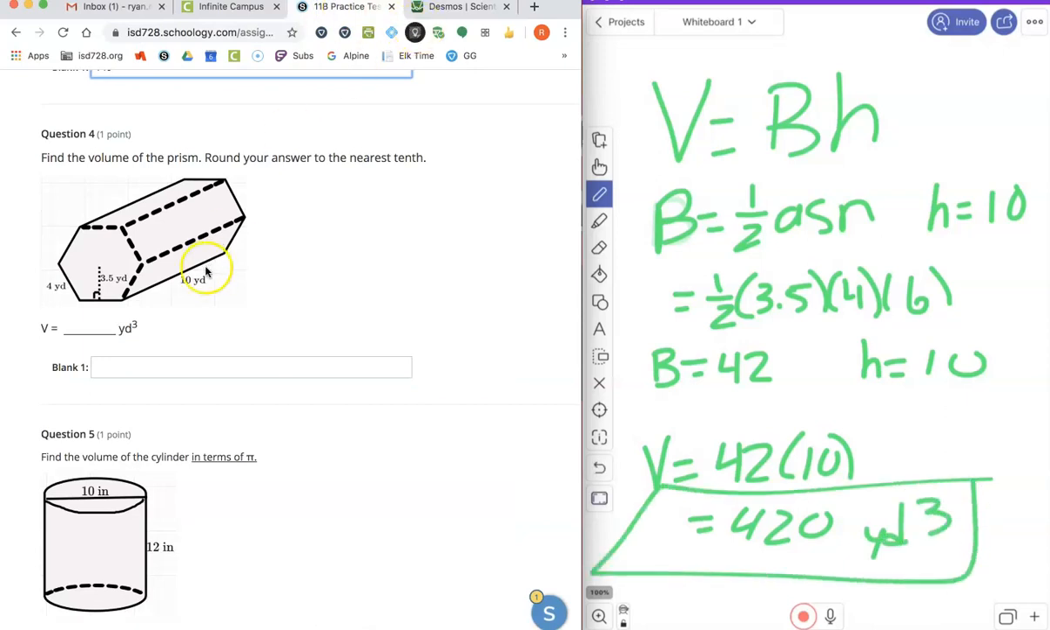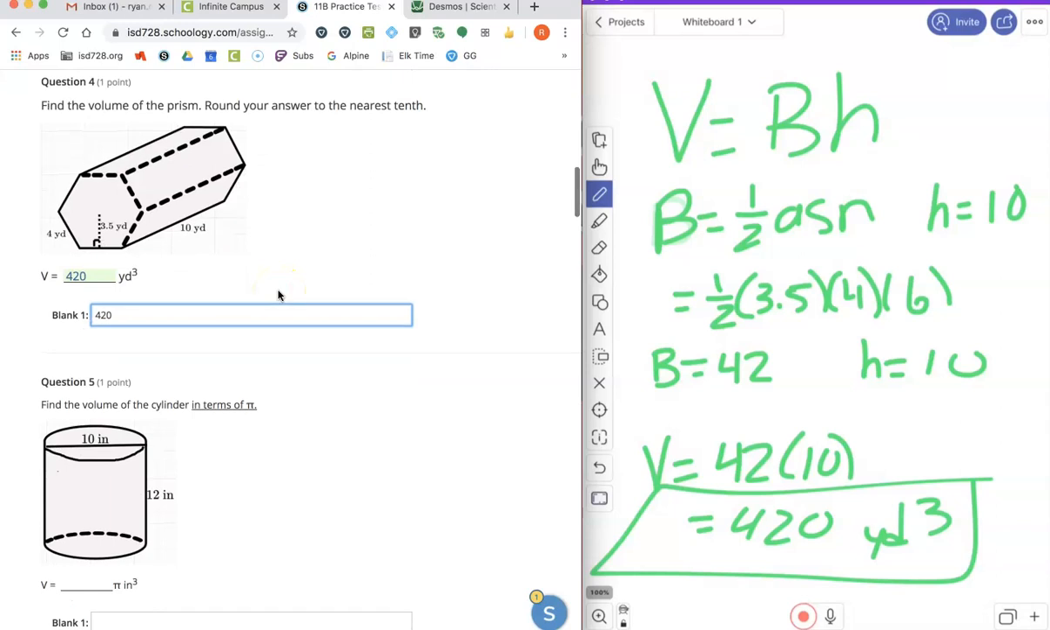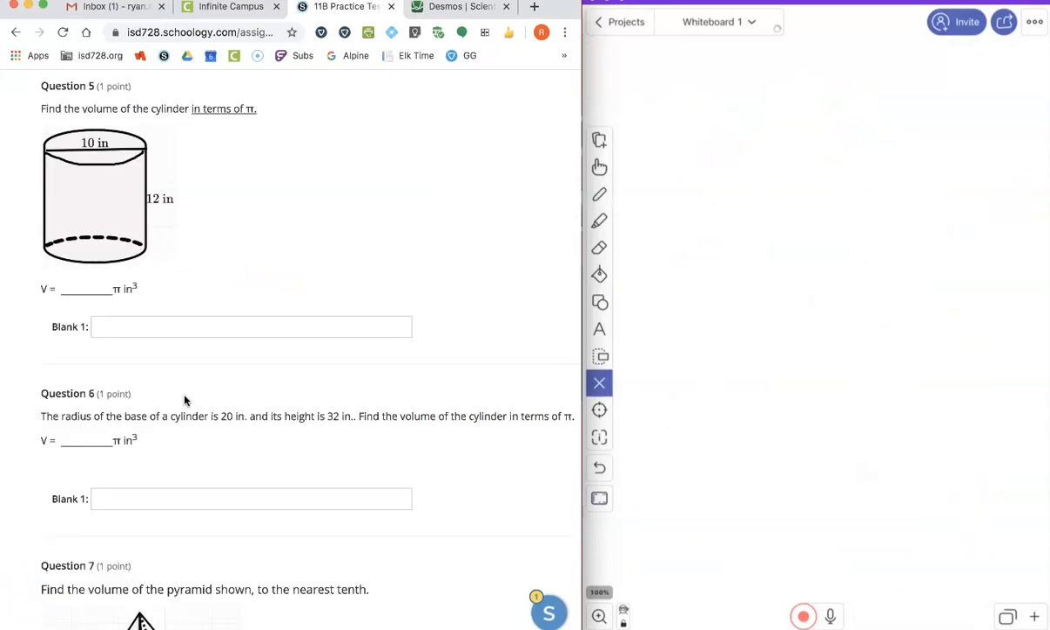All right. So that's our prisms. All right, we're going to move on to some other shapes now. Looks like cylinder is up next. All right, so this one's asking for volume of a cylinder, and it's saying in terms of pi, which means we have a little bit less calculator work to do, so that's good.